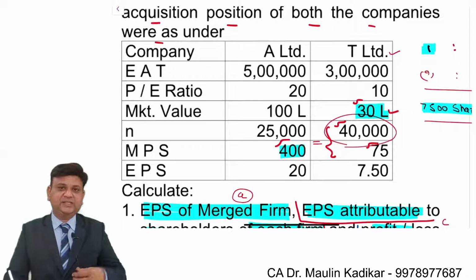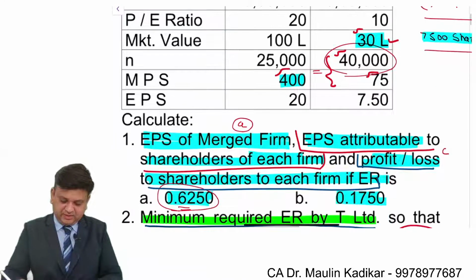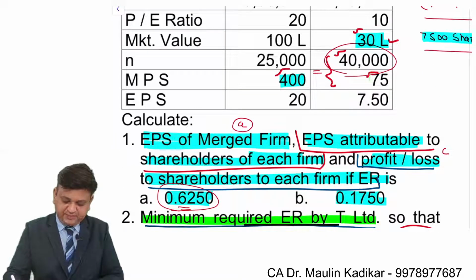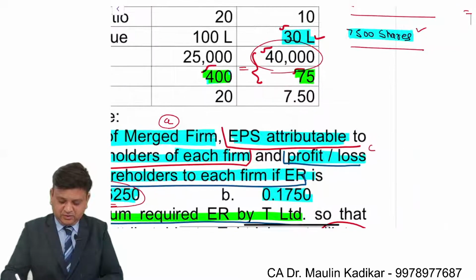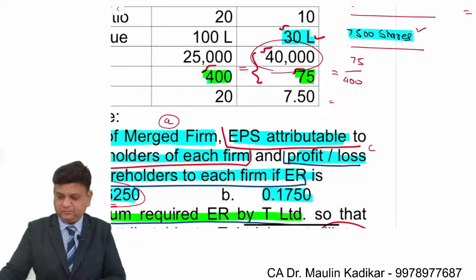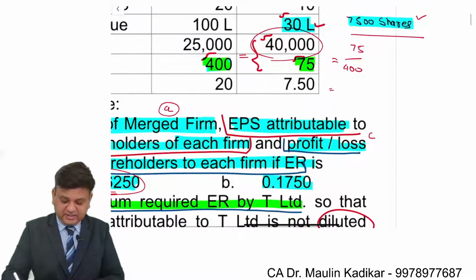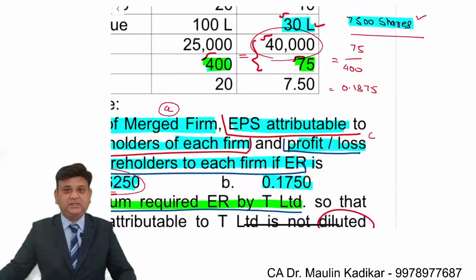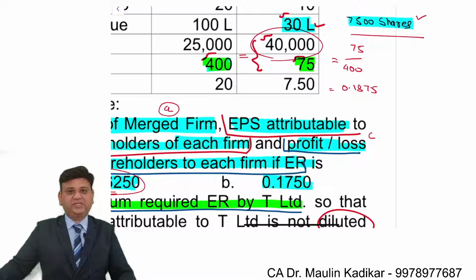Now friends, again this answer can be calculated by a shortcut method, that is MPS of the target company divided by MPS of the acquiring company. Use your calculator. 75 rupees divided by 400. So you get the final answer as 0.1875. This is the way we can find the exchange ratio directly.